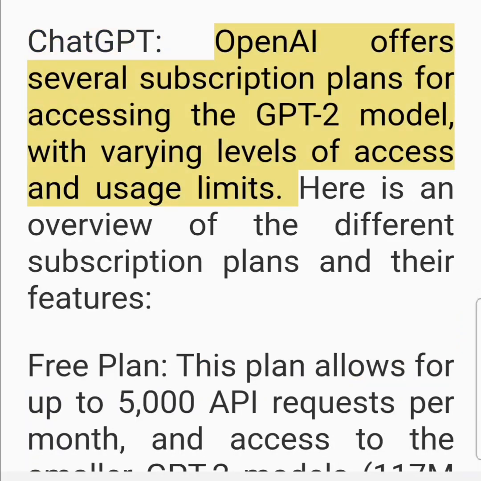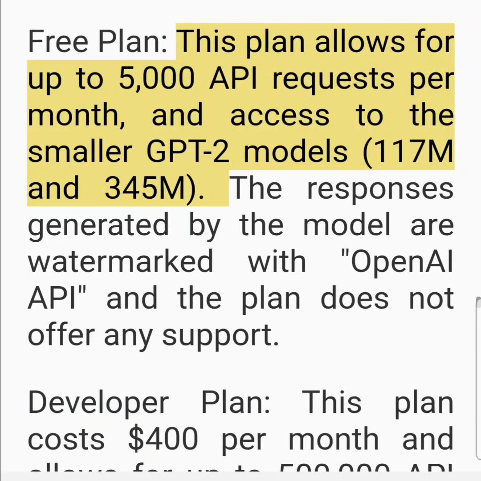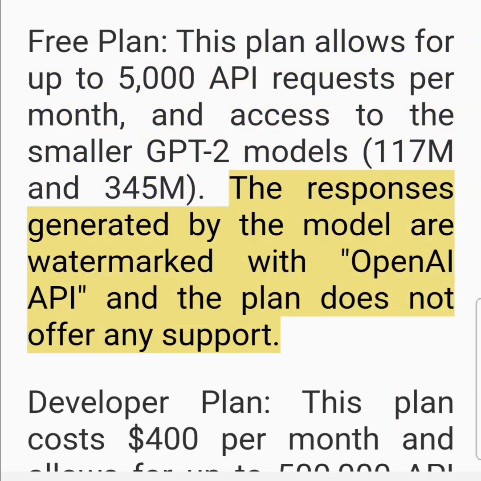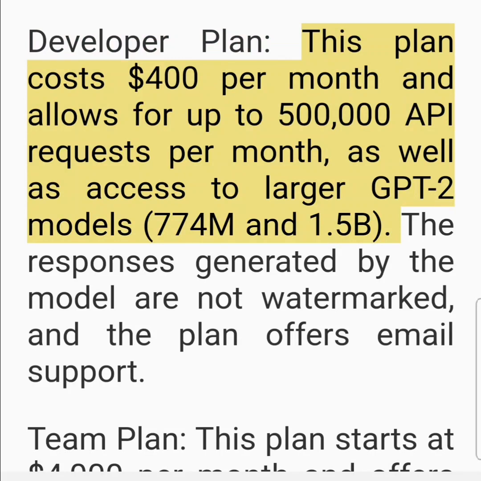ChatGPT: OpenAI offers several subscription plans for accessing the GPT-2 model, with varying levels of access and usage limits. Here is an overview of the different subscription plans and their features. Free plan. This plan allows for up to 5,000 API requests per month, and access to the smaller GPT-2 models, 117M and 345M. The responses generated by the model are watermarked with OpenAI API, and the plan does not offer any support.